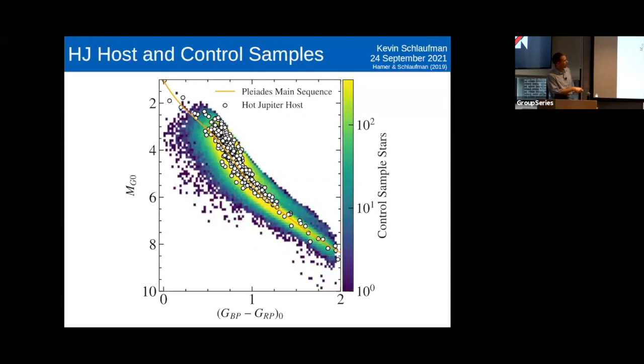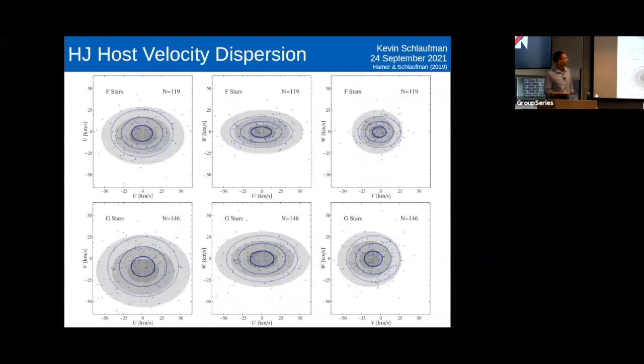And so this diagram here illustrates the locations of hot Jupiter hosts in this Gaia color magnitude diagram. So what we do is for each object, we randomly sample some other stars in the same volume of space in the de-reddened Gaia color and absolute magnitude. We do that for each system. We calculate the velocity dispersion of the two populations. We compare them and save the result. And then we do this many, many times to fully sample from the solar neighborhood velocity dispersion population. And the result is this diagram.